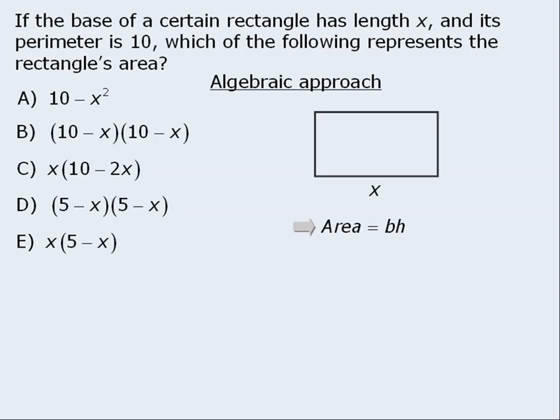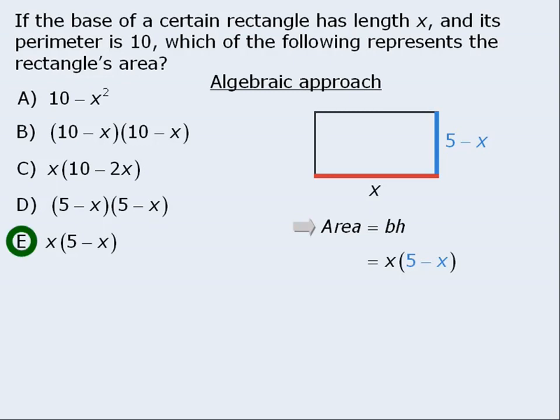Well, since the perimeter of the rectangle is 10, and since these 2 sides represent half of the entire perimeter, we can conclude that the sum of these 2 lengths must be 5. So if one side has length X, the length of the other side must be 5 minus X. At this point, we can conclude that the area of the rectangle will be X, the length of the base, times 5 minus X, the height. When we check the answer choices, we can see that the correct answer here is E.